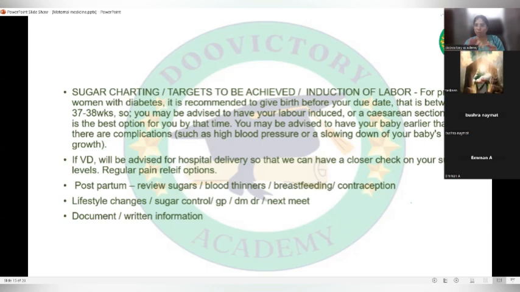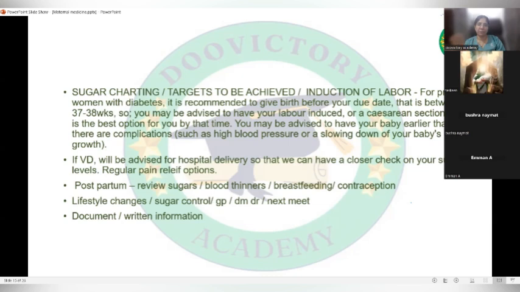But if your sugar control is good and only medicine is needed, you can go into natural labor as well, right? If some complication happens, like high blood pressure or baby growth problems, then we will advise you to deliver early. But that plan we will make together at 32 weeks. And if late complications happen, we can change that plan as well.